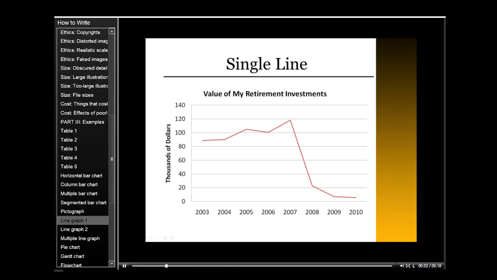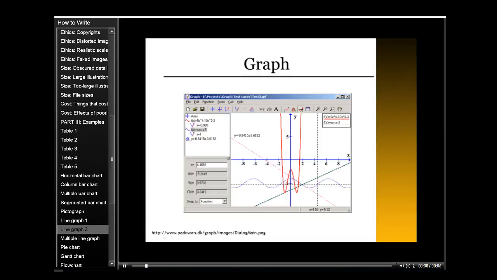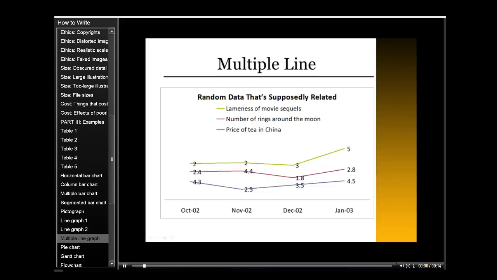A single line. We can do a graph like this, but make sure that if you're going to do a single line, the deal is your data has to be continuous. You cannot have discrete data. You have to have continuous data. One links to the next, to the next, to the next. We have a classic Cartesian plane. We can do multiple lines. Multiple lines are useful for showing how different things that are supposedly related vary over time related to each other.